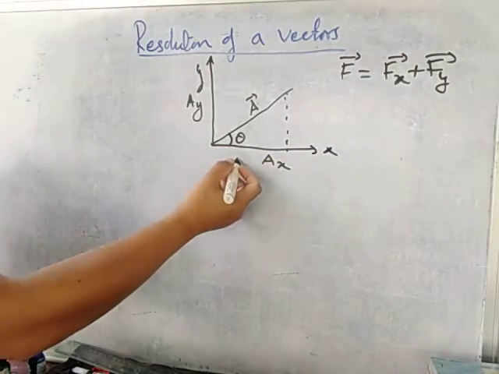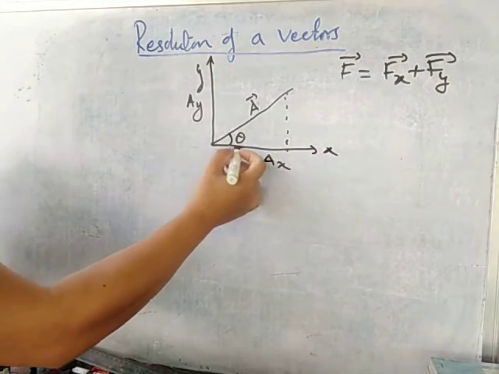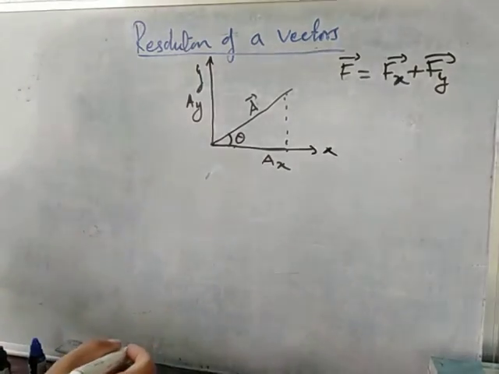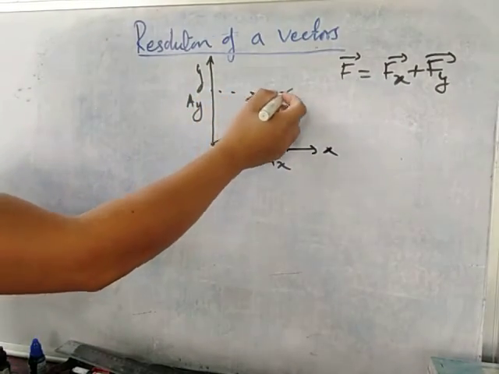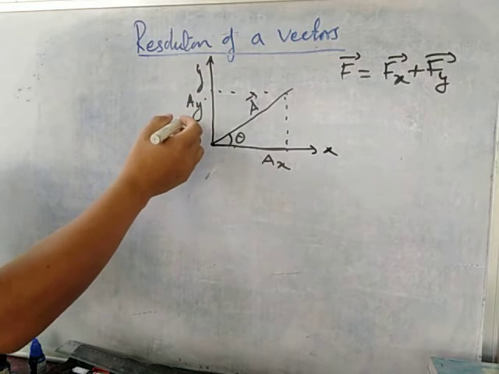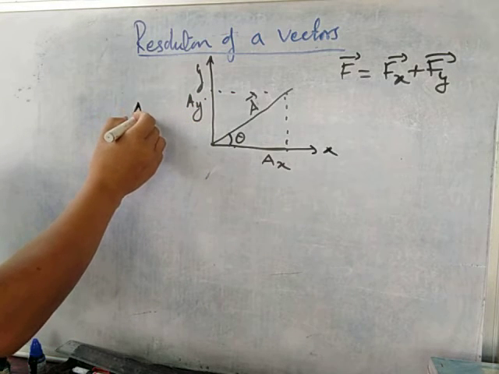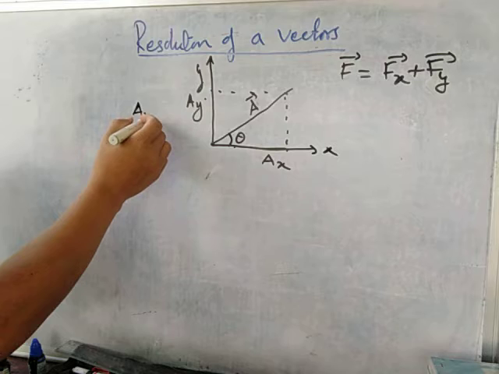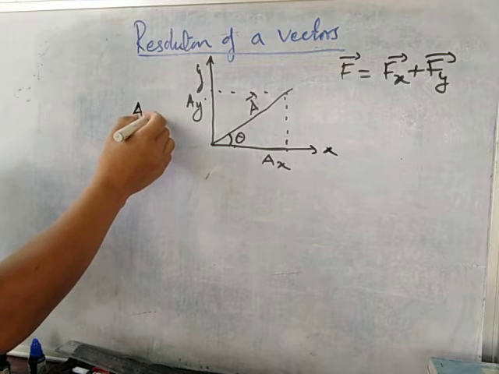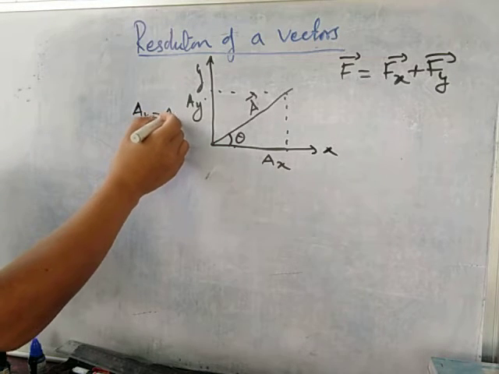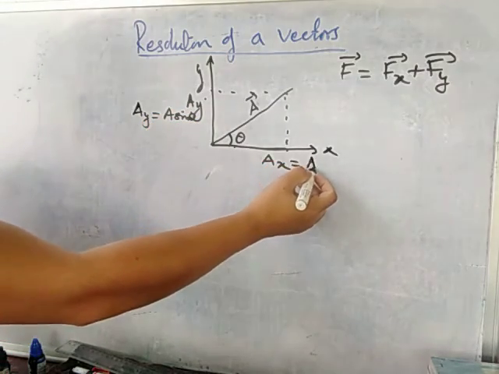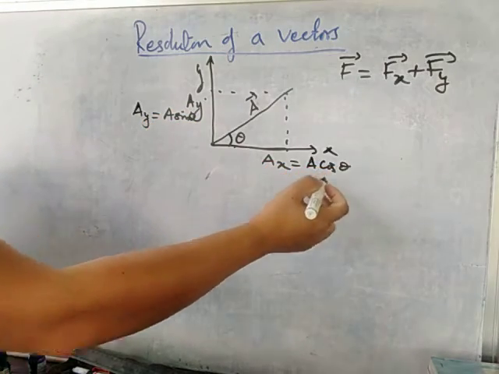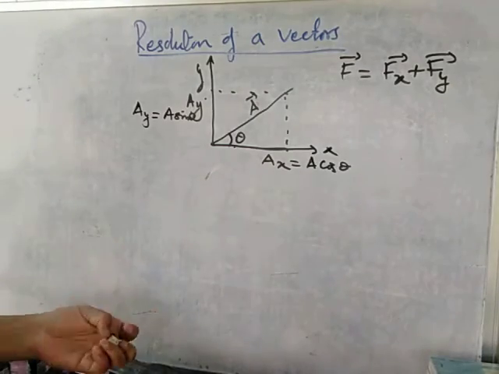So this is your Ax, Ay. With theta, take it, and as you know, Ay equals how much? A sin theta. Ax equals how much? A cos theta, isn't it? You understood this much, isn't it?